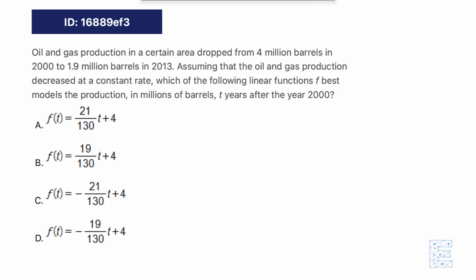Oil and gas production in a certain area dropped from 4 million barrels in 2000 to 1.9 million barrels in 2013. Assuming that the oil and gas production decreased at a constant rate, which of the following linear functions f best models the production in millions of barrels t years after the year 2000?